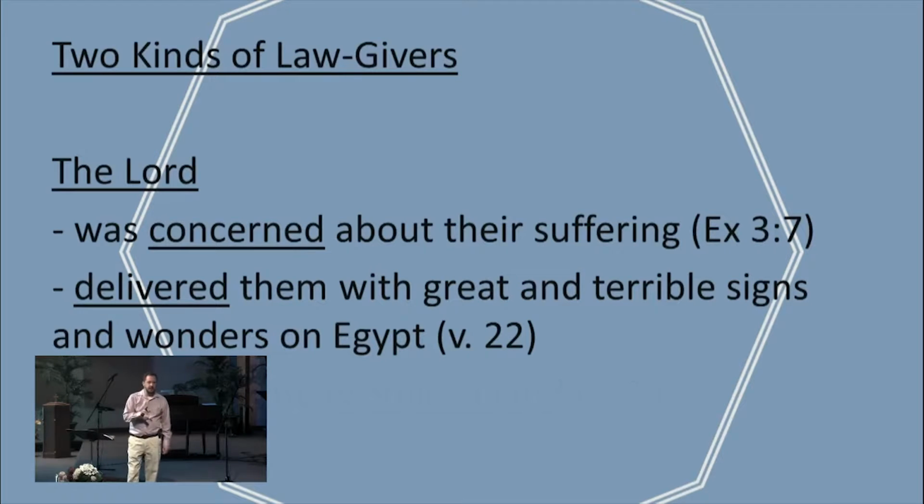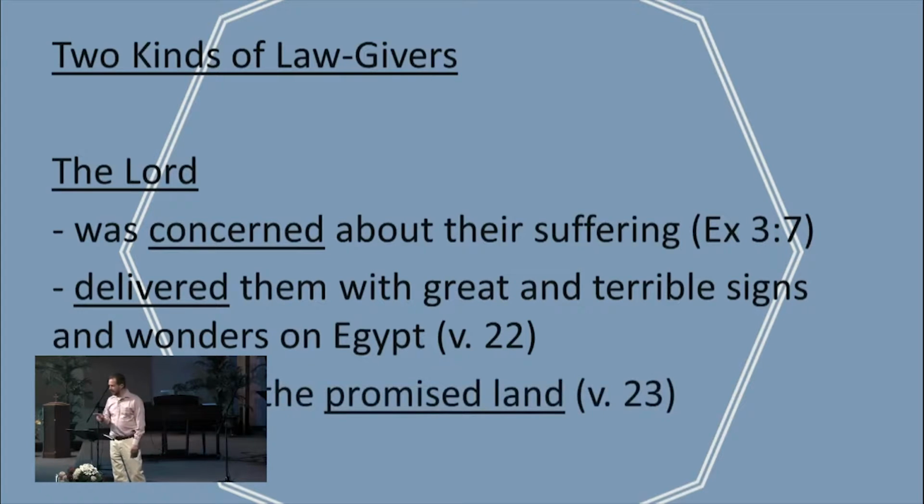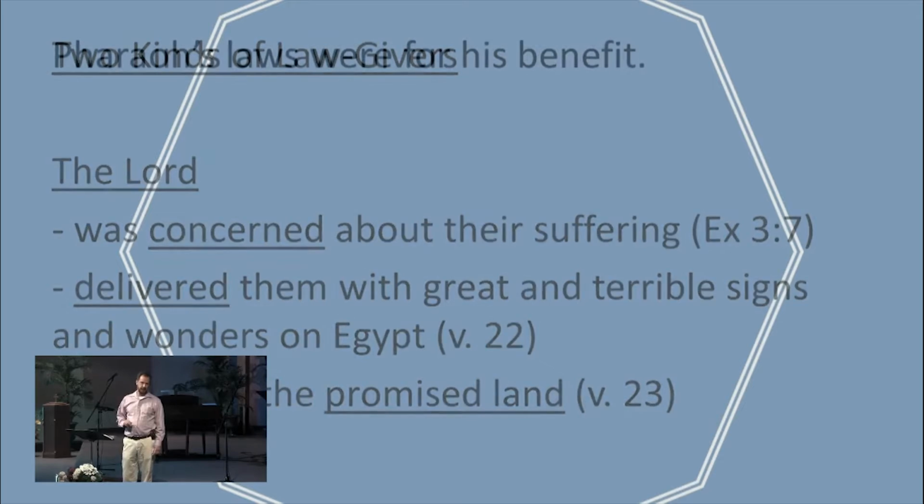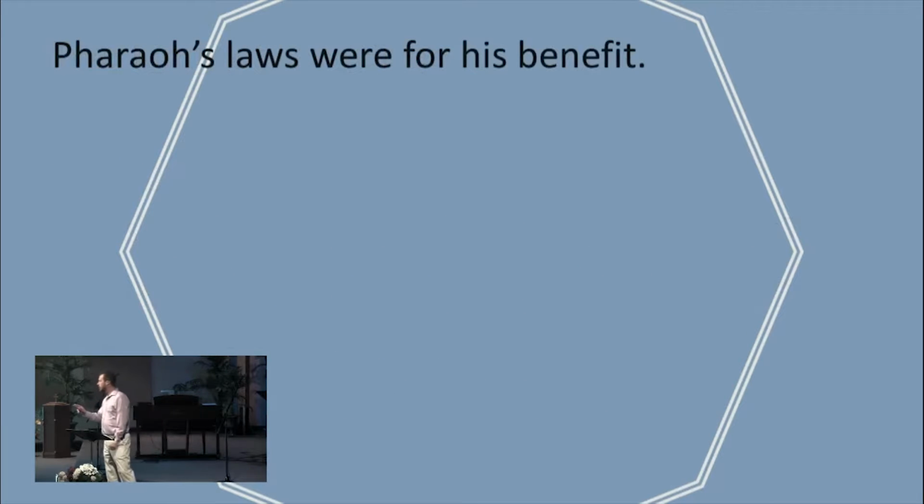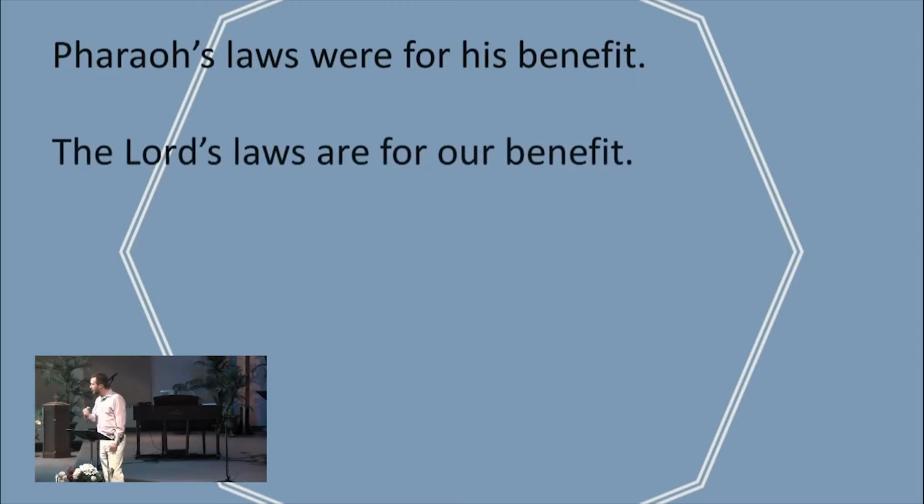And then God, the Lord, gave them the promised land. The Lord is concerned about them. He does signs and wonders for them. He has a land for them. You see, Pharaoh was all about Pharaoh. God was all about the Israelites. Pharaoh's laws were for his benefit. The Lord's laws were for the Israelites' benefit, or for our benefit.